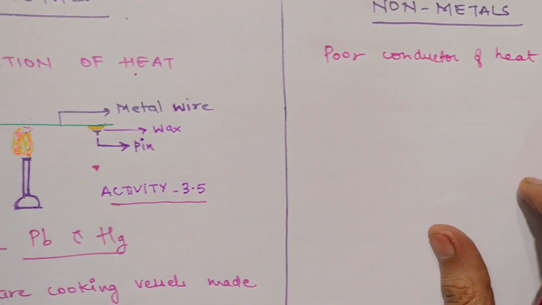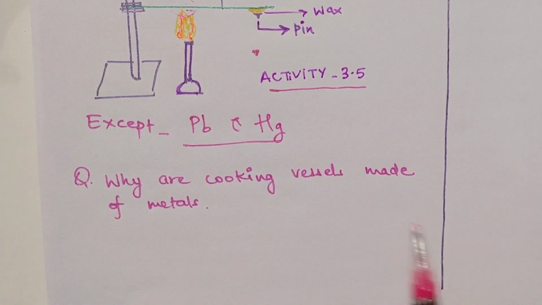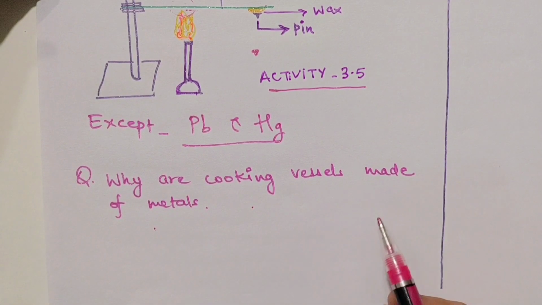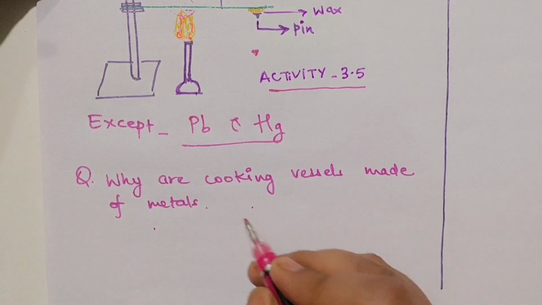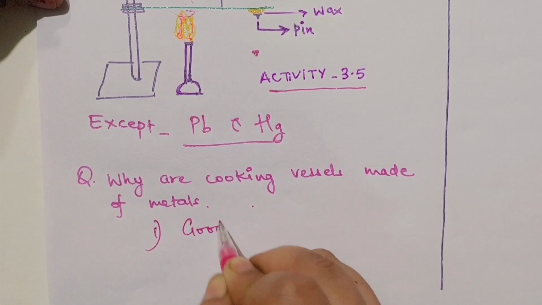They are poor conductors of heat. Now, a question which is very commonly asked based on this activity is why cooking vessels are made up of metals. Cooking vessels are made up of metals because of two reasons. First is that they are good conductors of heat.